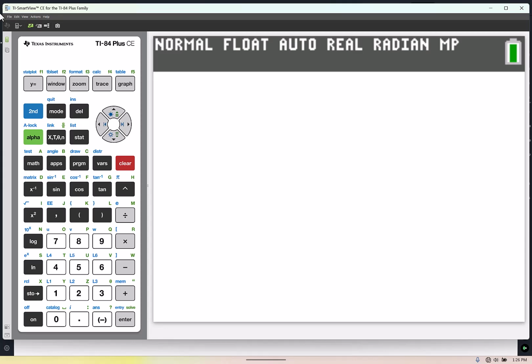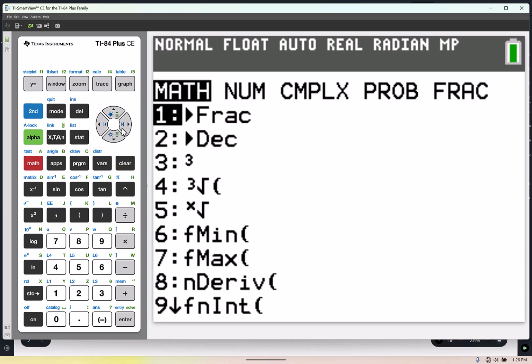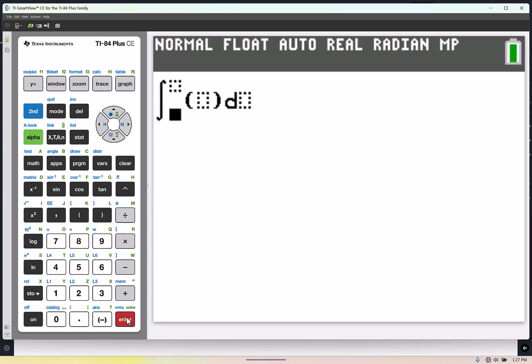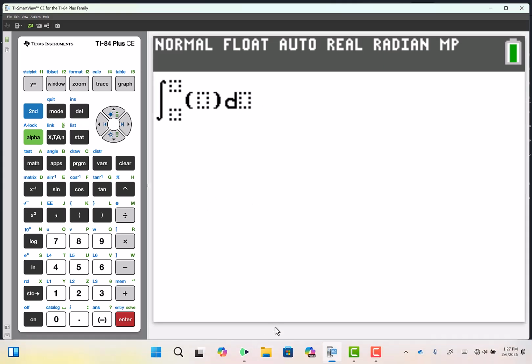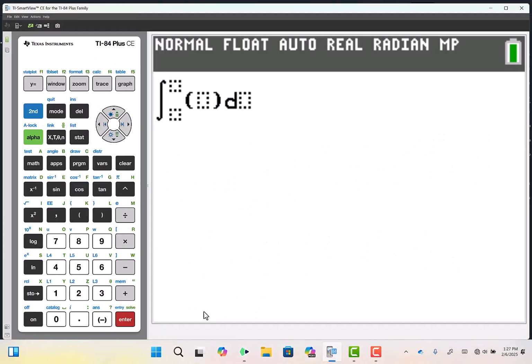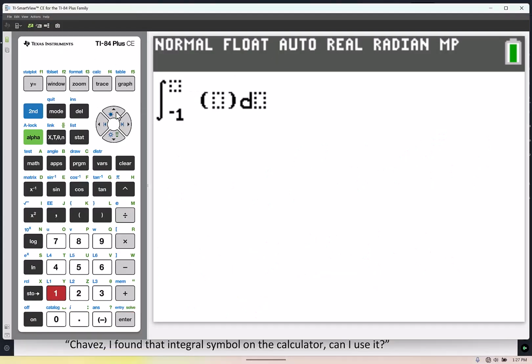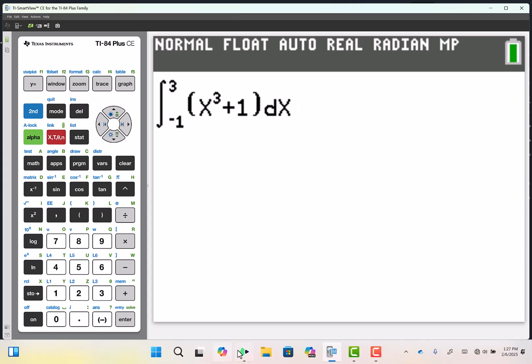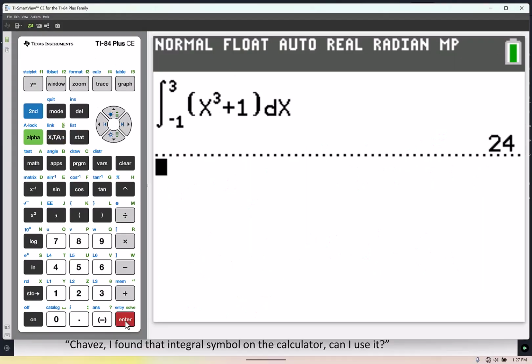Push the math symbol. Scroll down until you see something called FNINT. That's function integral. See this? Type in this one. -1 to 3 of x cubed plus 1. -1 to 3 of x cubed, x to the third power, plus 1. Was it -1? Let me check. It's +1. Man, you got me all tripped. 24.